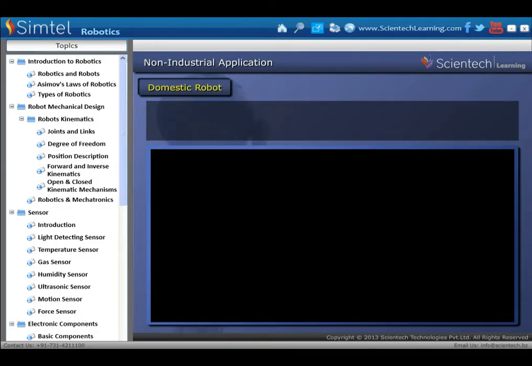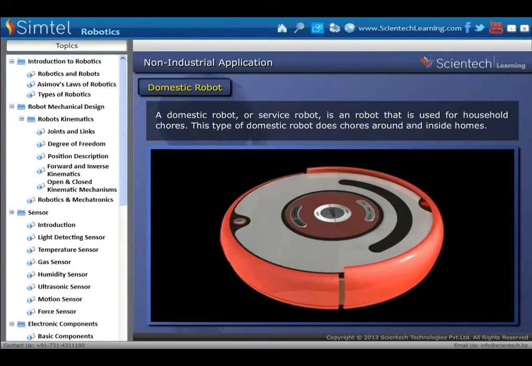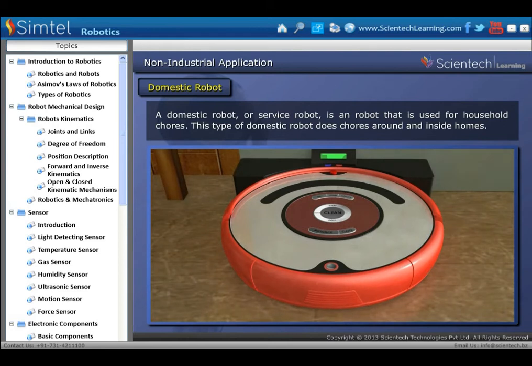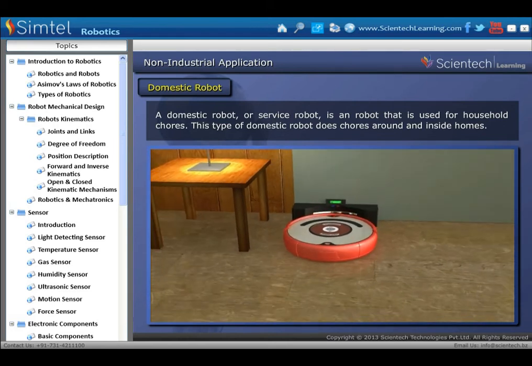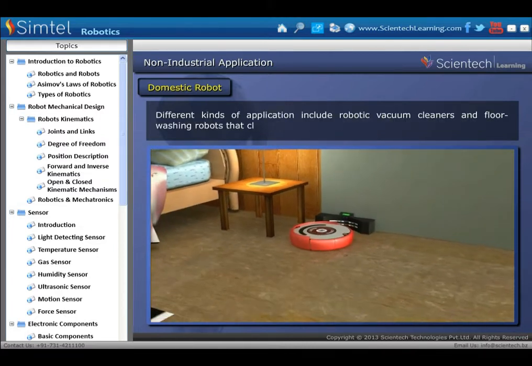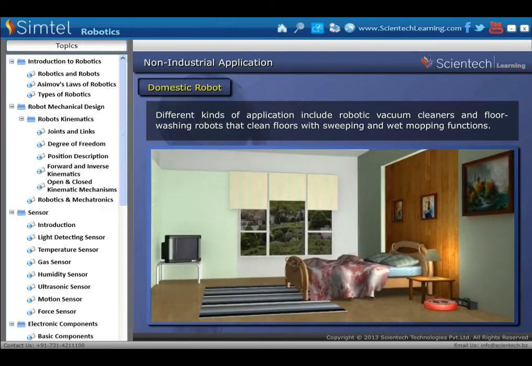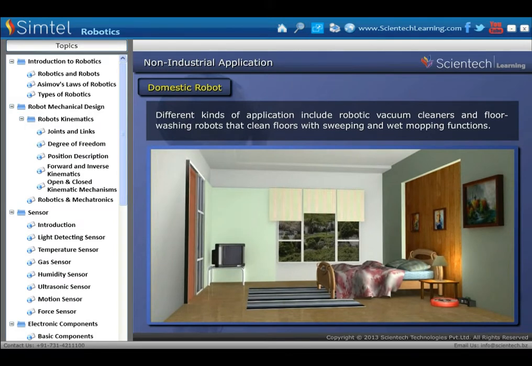Now, we are going to discuss about non-industrial robots. First is domestic robot. A domestic robot, or service robot, is a robot that is used for household chores. This type of domestic robot does chores around and inside the homes. Different kinds of application include robotic vacuum cleaners and floor washing robots that clean floors with sweeping and wet mopping functions.